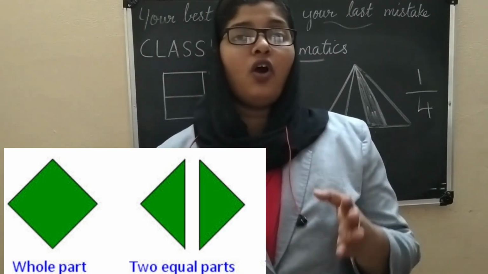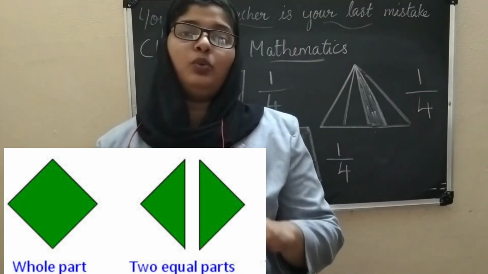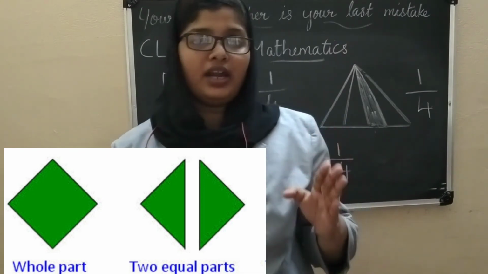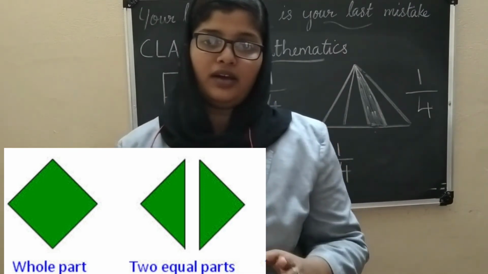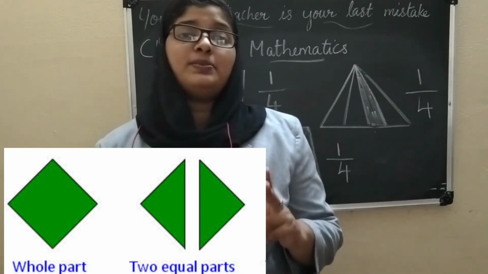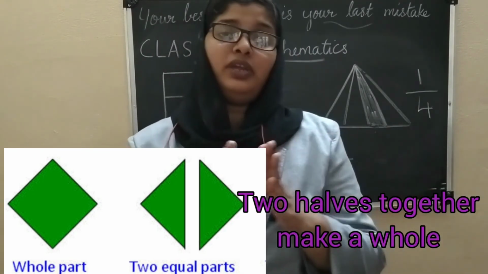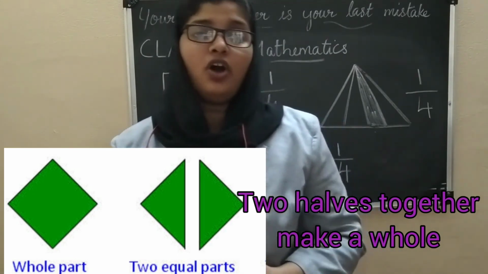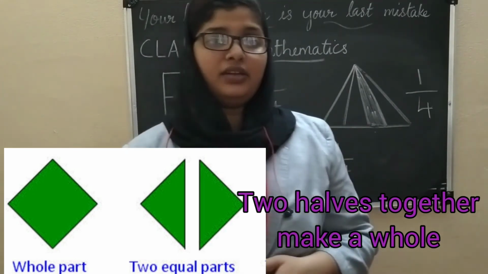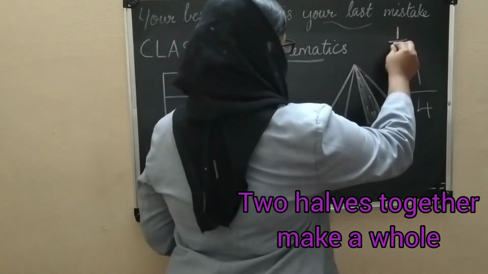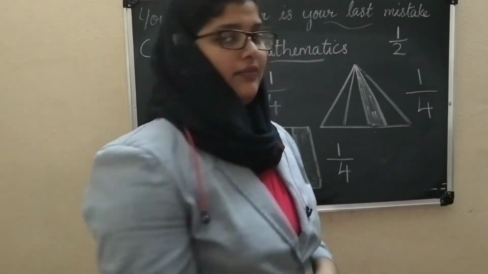Then if that whole is cut into two equal parts, one part is one half, the other part is one half. So two halves together join to make a whole. So how will we write one half? Yes, we can write 1/2, and we call it half.